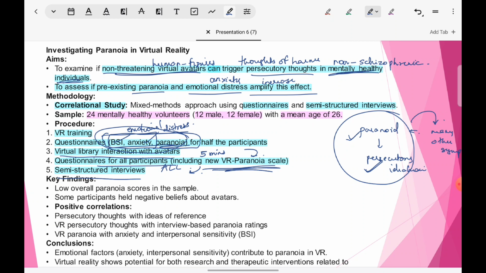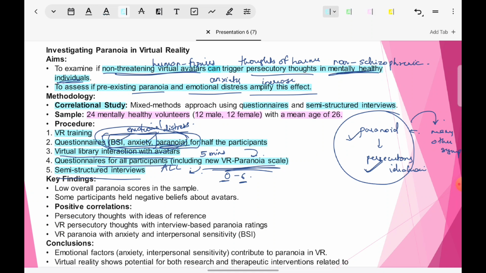This interview was videotaped and submitted to an expert clinical psychologist who saw each participant's interview and rated each participant's discussion on a scale from 0 to 6, which would indicate how paranoid, or how much persecutory ideation, the clinical psychologist felt that the participant had in the VR environment. 6 would indicate too much persecutory ideation and 0 would indicate none. So this is the procedure of the study. Let's see what was found.